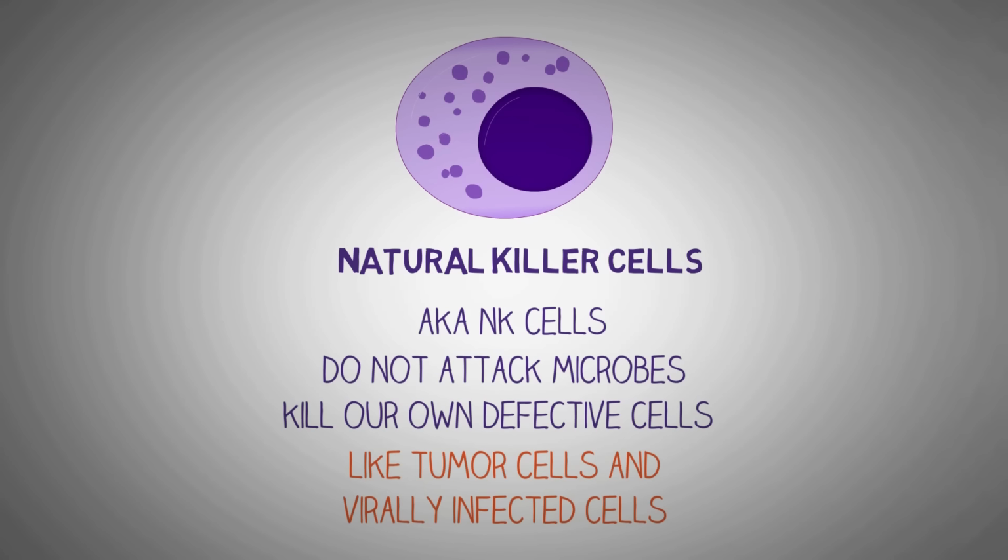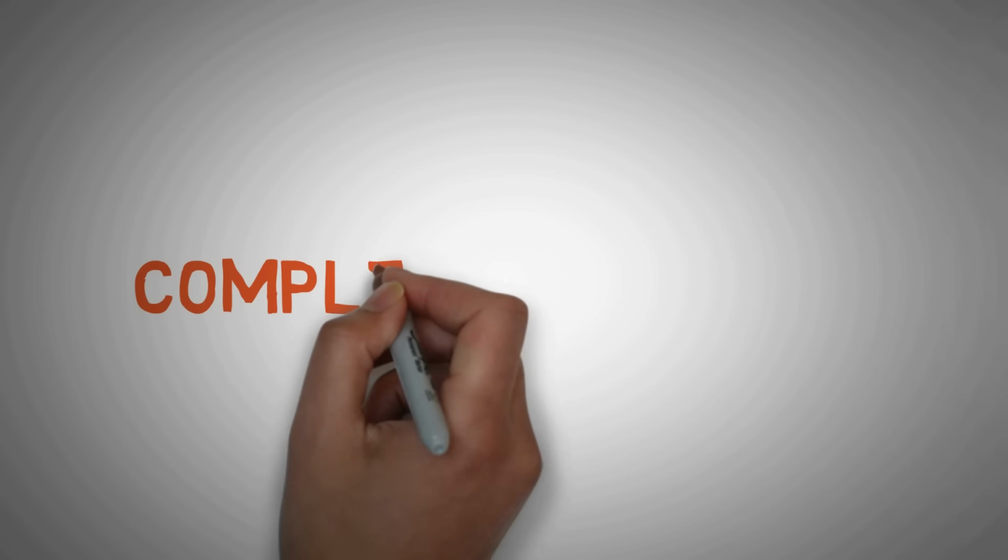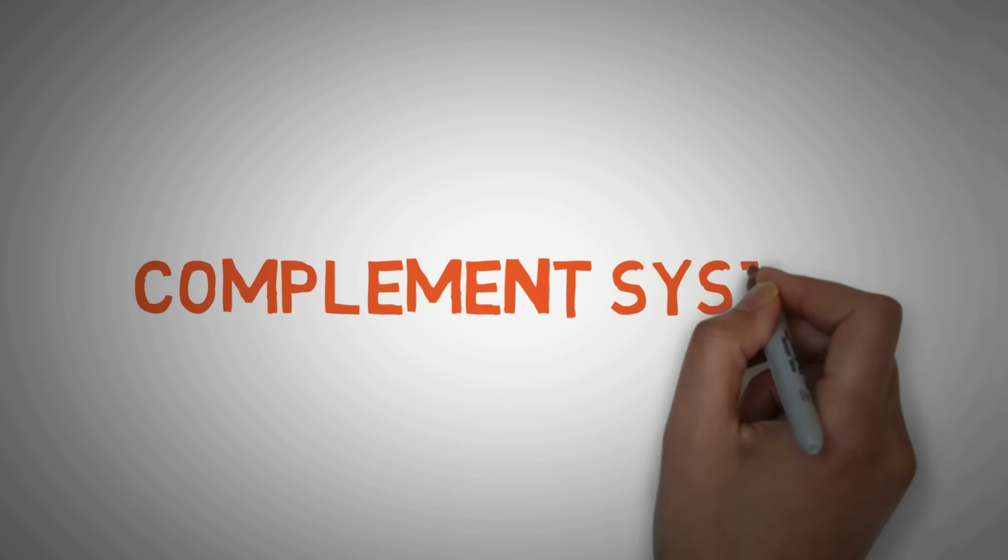So these are various types of cells that are present in our innate immune system. Apart from the physical and chemical barriers and various types of cells, the innate immune system also has a special type of defense mechanism known as the complement system.